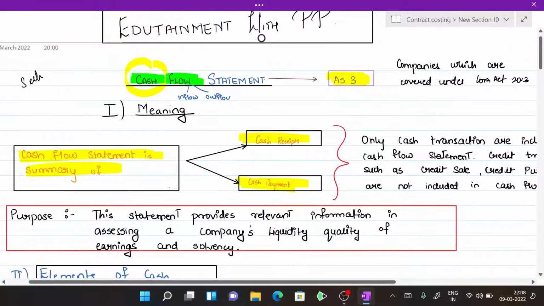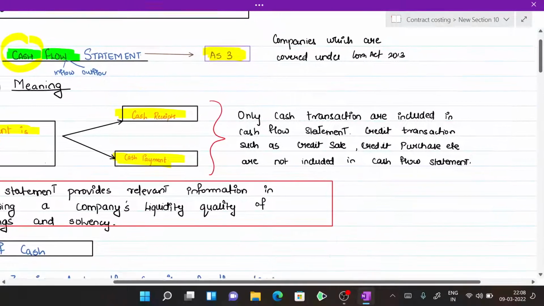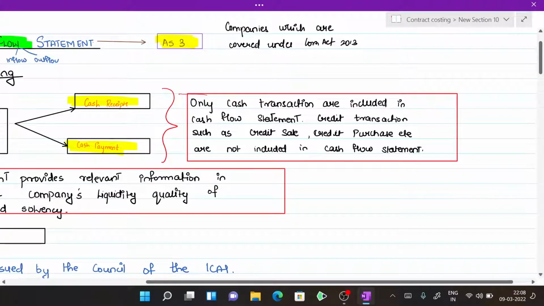Then the next disclaimer, not a disclaimer but a simple thing, is that only cash transactions are included. As you can see, we are studying the cash flow statement. Cash flow statement means only cash transactions.